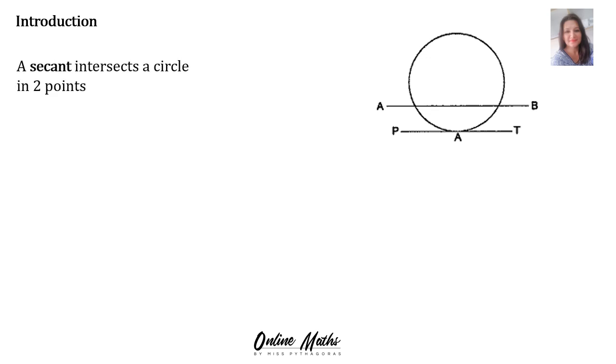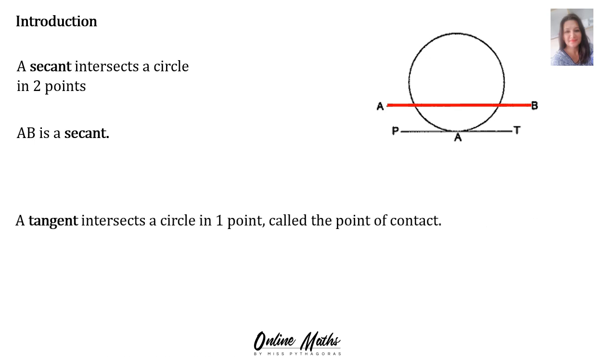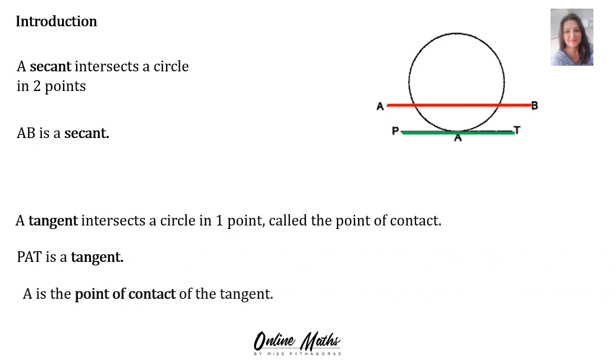Introduction. A secant intersects a circle in 2 points. AB is a secant. A tangent intersects a circle in 1 point called the point of contact. PAT is a tangent. A is the point of contact of the tangent.